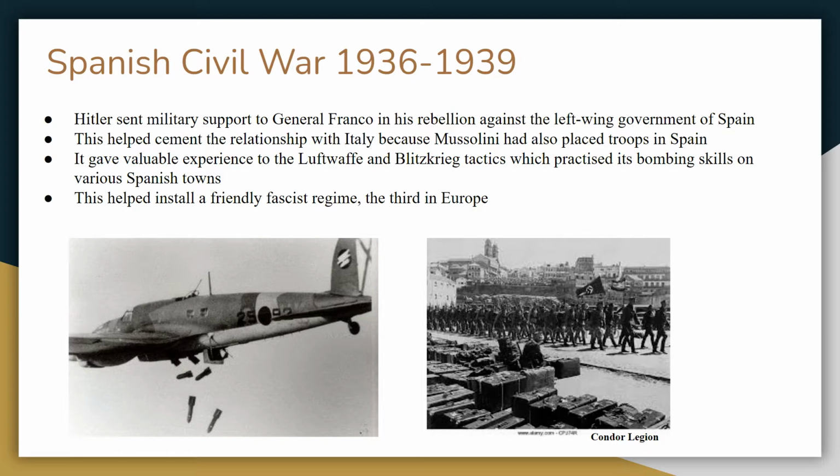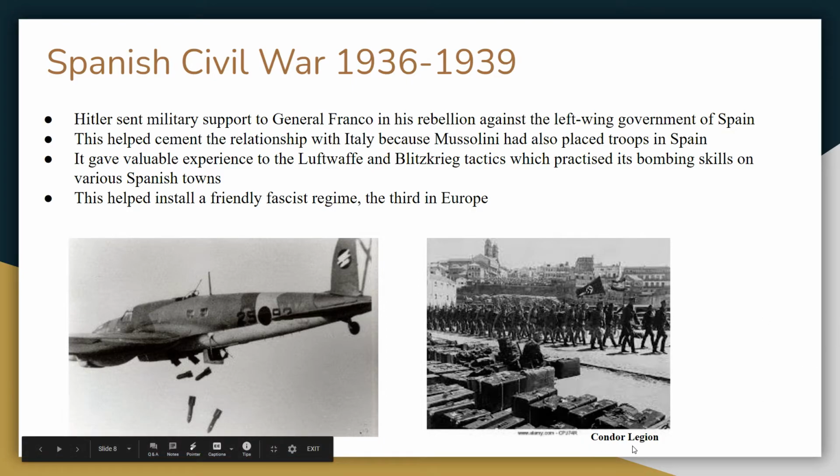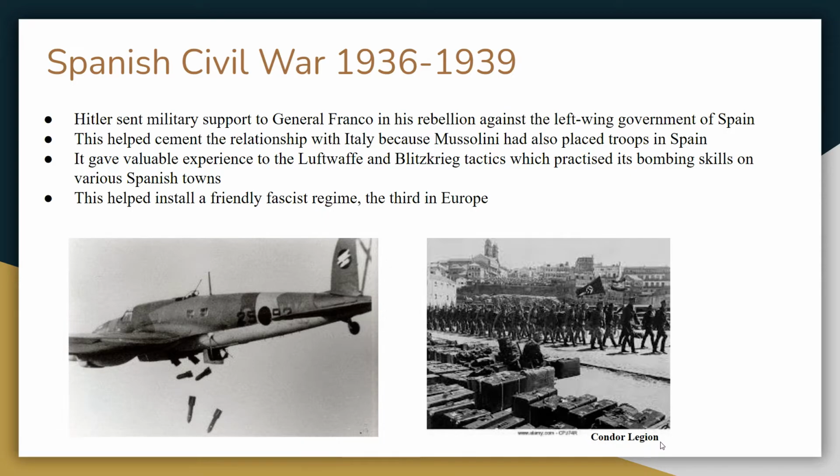So the Condor Legion, that is the big group of military people that came in and did the Blitzkrieg. You don't have to write that one down if you don't wish to, but if you are a person that likes military stuff, the Condor Legion is a really good thing to be able to say when you talk about the Blitzkrieg. So pause here, write these down.